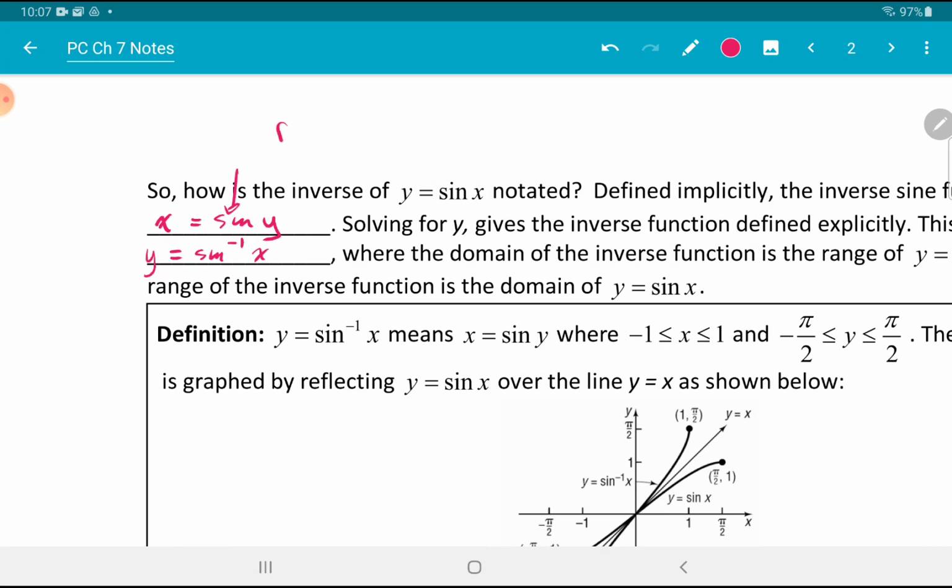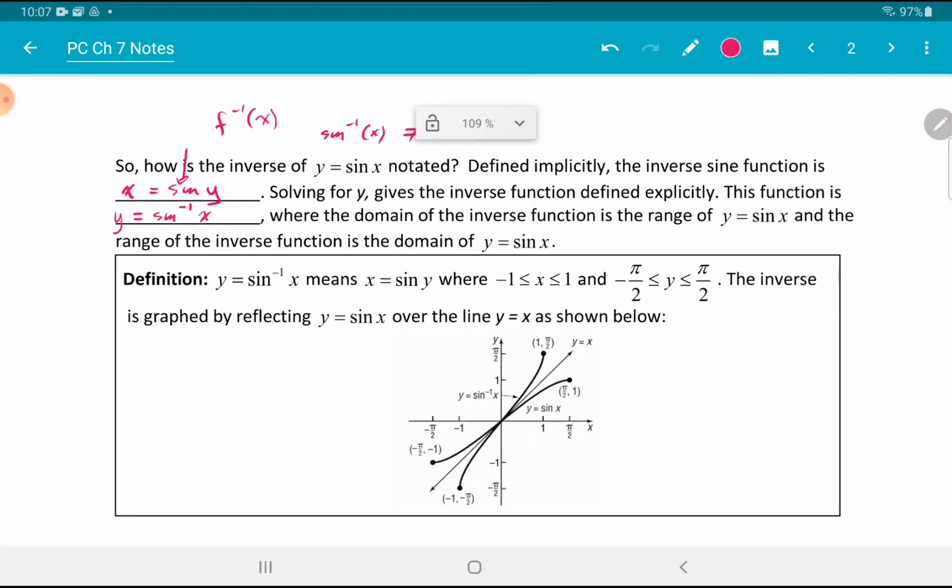Very similar to how we discussed the inverse f inverse of x. So keep in mind it is not an exponent. Sine inverse of x is not the same as 1 over sine x. It really just implies inverse. Okay? So the domain of the inverse function is the range of y equals sine of x, and the range of the inverse function is the domain of y equals sine of x, just like all of our other inverse functions. Okay?